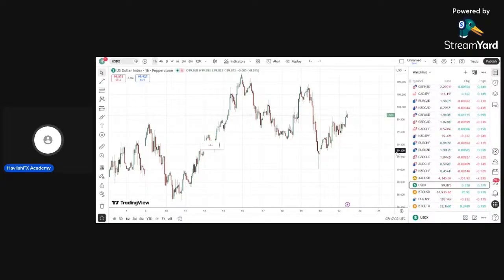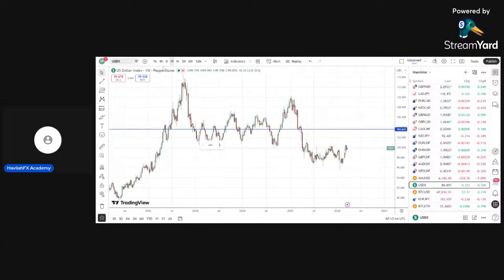This is the weekly outlook of the market, and we're looking at different instruments: the dollar index, the CHF, and a host of others. So let's dive into today's morning analysis.